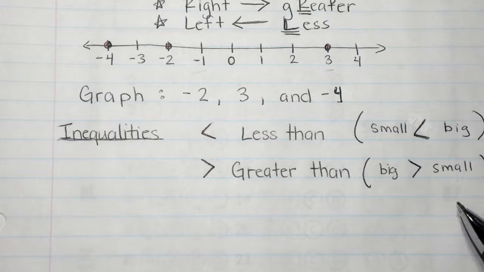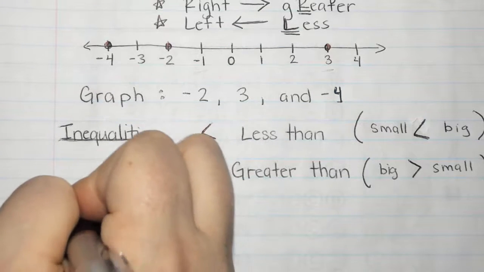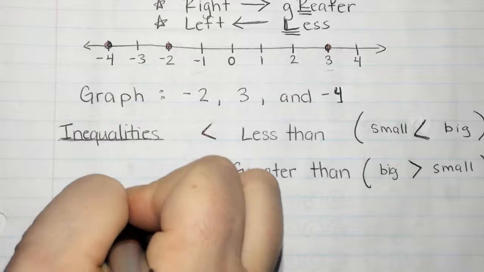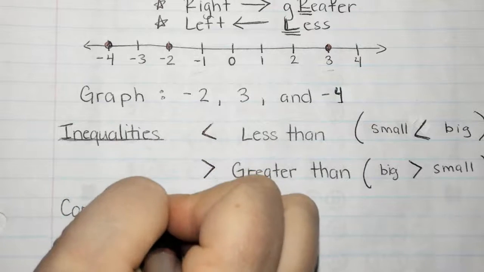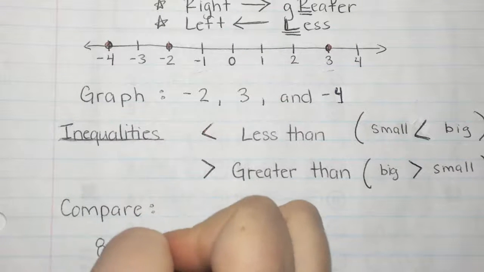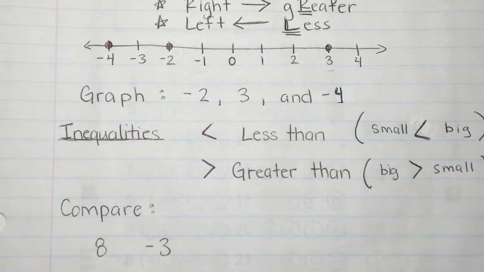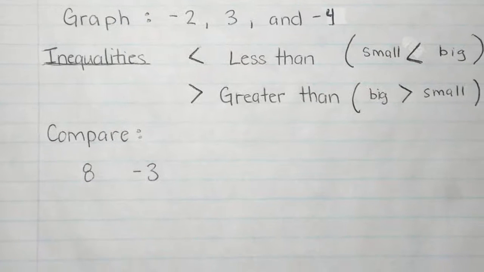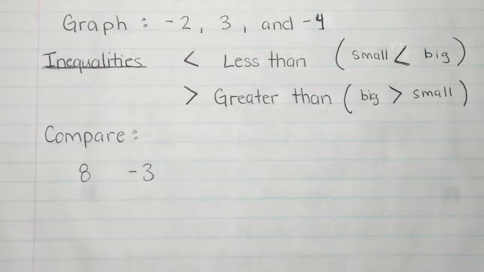Okay. All right, guys, we're going to look at some examples. Let's compare 8 and negative 3. Yes? Wait, how do we compare this? Is it supposed to be the closest one that can have?